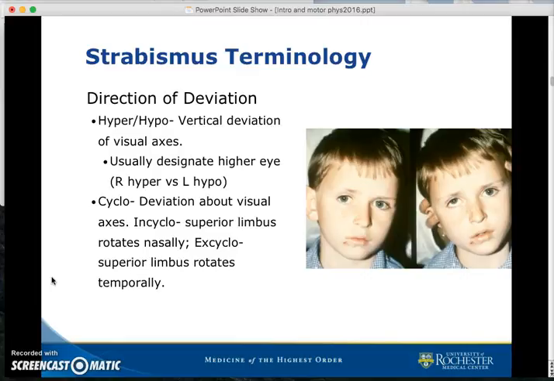You can also have vertical deviations, which are either hypertropia or hypotropia, a vertical deviation of the visual axes. I usually designate the higher eye, so it's a right hypertropia. It's the same as a left hypotropia, but in my charts it will usually be designated a right hypertropia. Cyclodeviations can occur as well, where the visual axis is twisted upon its anteroposterior axis.